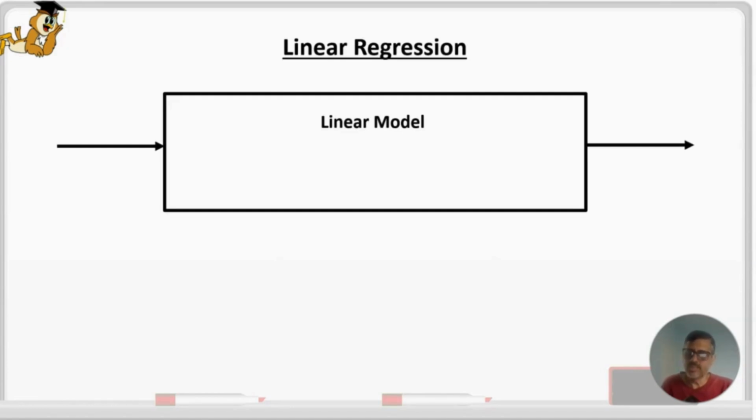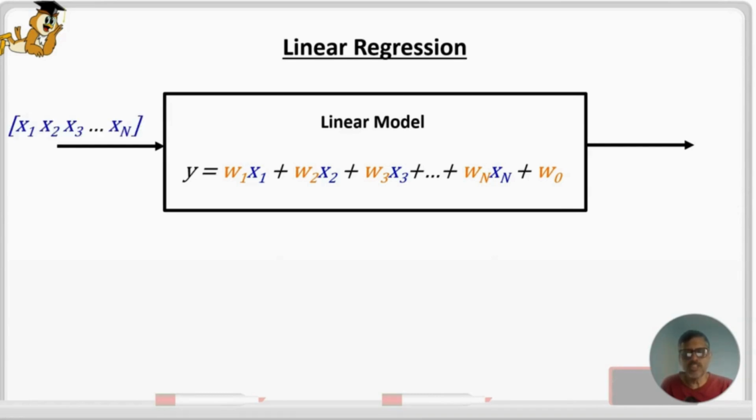Okay, so let's get into the woods now. What is linear regression? What's a linear model? As we saw earlier, a linear model essentially means that your output y is a linear combination of your inputs. So y equals w1 x1 plus w2 x2 plus w3 x3, etc. The values w1, w2, w3, etc. are the parameters of your model.